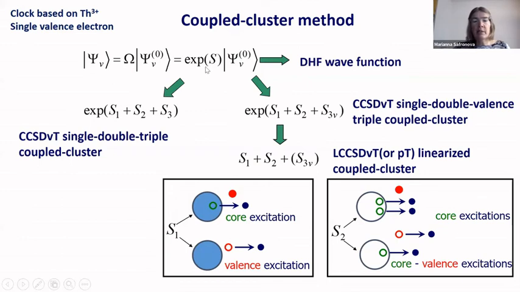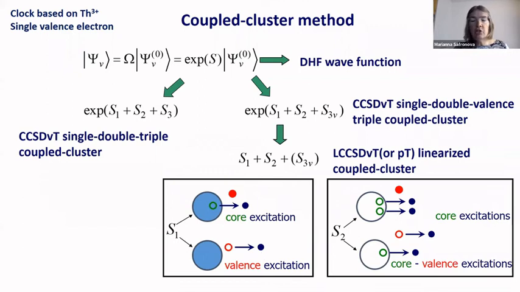And then you expand this cluster operator in terms of excitations: single excitation, double excitation, triple excitation. In a simple linearized case, it's very easy to see what those excitations are. You simply take one electron in the core and excite it to any possible excited state. Essentially, you have the sum over all possible bases here. Or you can take a valence electron and again excite it to all possible excited states.